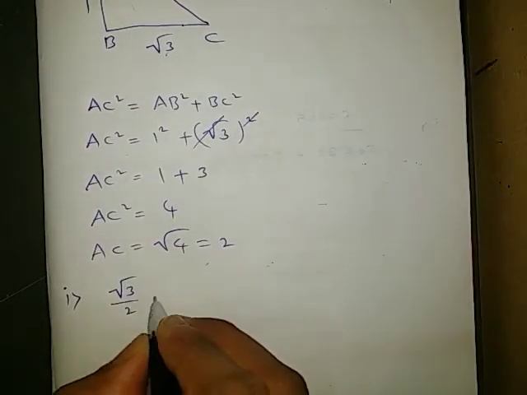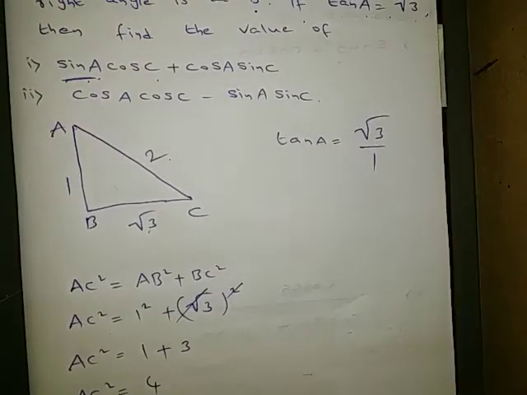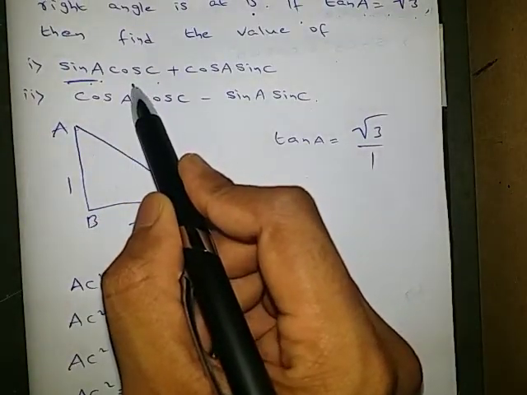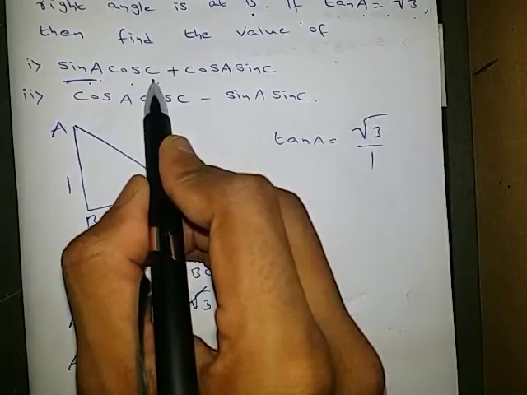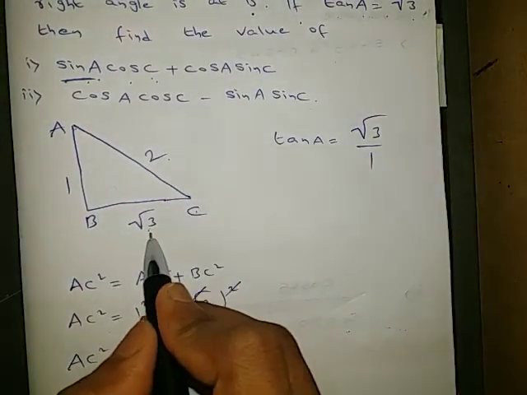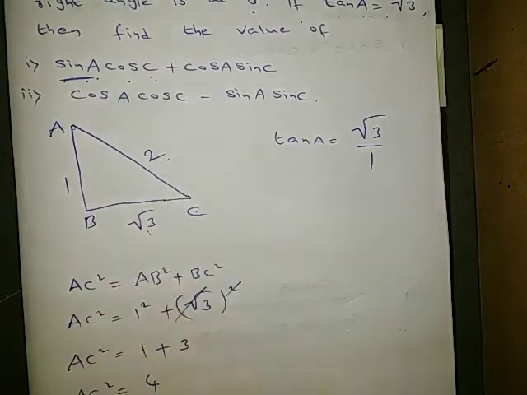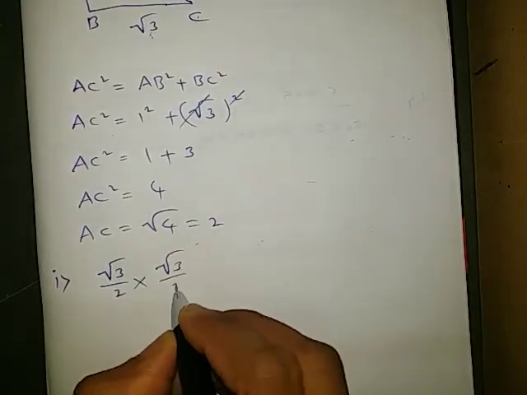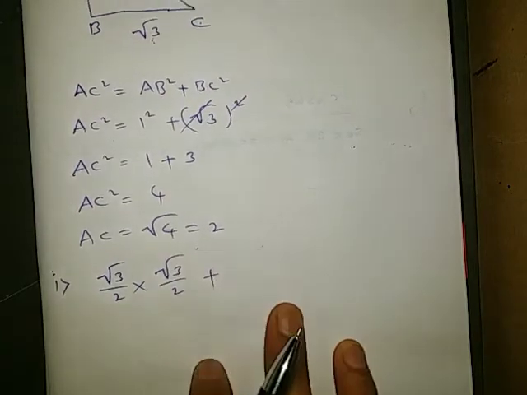Root 3 by 2 into next cos C. Cos is nothing but adjacent by hypotenuse. Here he is mentioning angle C. So for angle C, adjacent is root 3 and hypotenuse is 2. So we will get root 3 by 2. Root 3 by 2. Next, plus.